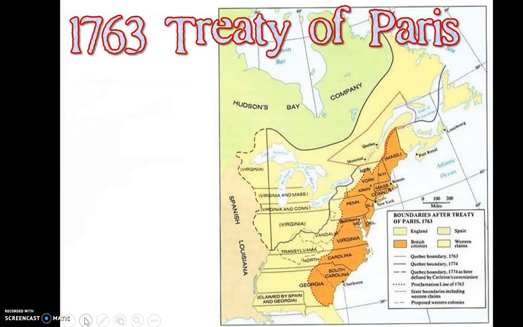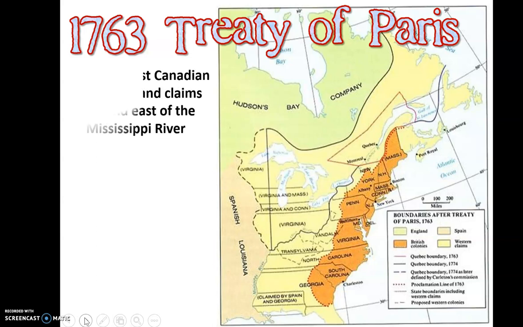The 1763 Treaty of Paris is ultimately what ends the entire war. Now, there are dozens of Treaties of Paris, but the one that ends the French and Indian War is the 1763 treaty. France lost the Canadian colonies and the claims to the land east of the Mississippi River.